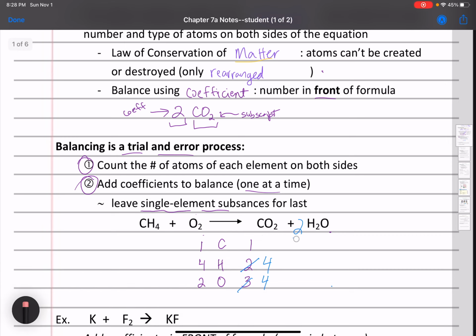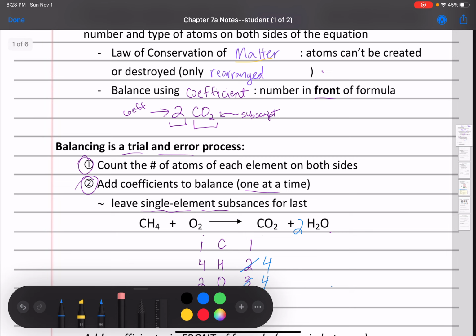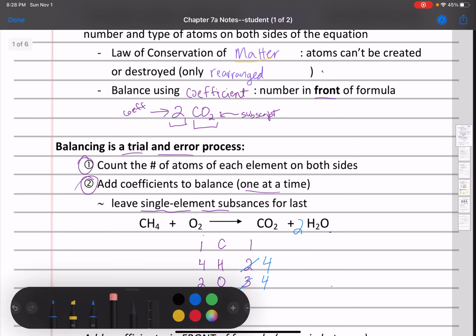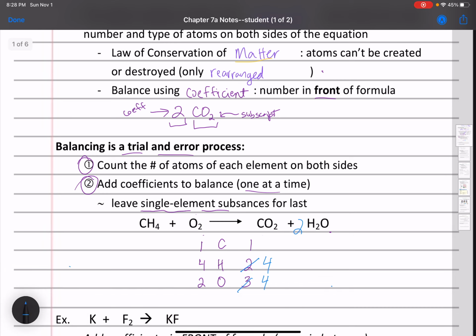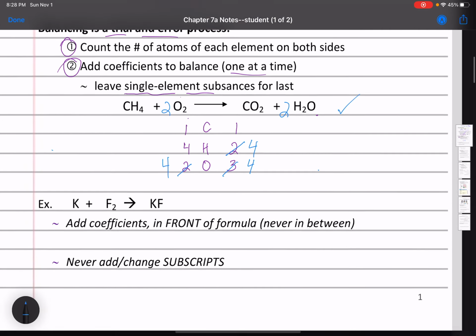All right, so I've got my 2 coefficient, and now I need to balance oxygen because I only have 2 on the reactant side. So I need to put a 2 here, and that will change it to 4 oxygens on the reactant side. So now I have 1 carbon, 4 hydrogens, and 4 oxygens on both sides of the equation. Now it is balanced. I have conservation of matter. No elements were created or destroyed.